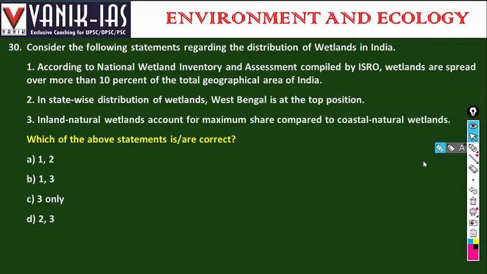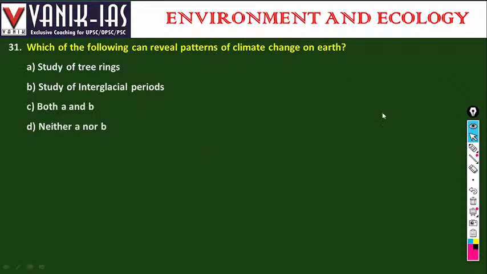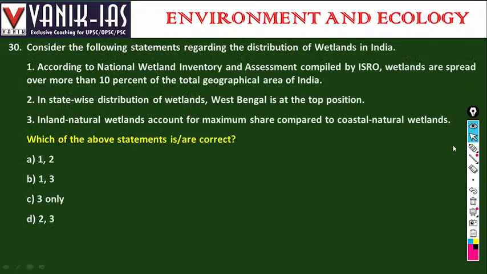Consider the correct statements regarding distribution of wetlands in India. According to the National Wetland Inventory Assessment compiled by ISRO, wetlands are spread over more than 10% of the total geographical area of India. This is wrong. 10% is impossible, right? In statewide distribution of wetlands, West Bengal has the top position regarding number of wetlands. This is also wrong. Gujarat is at the top.